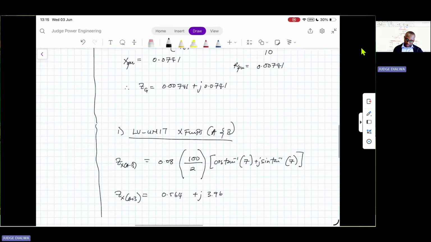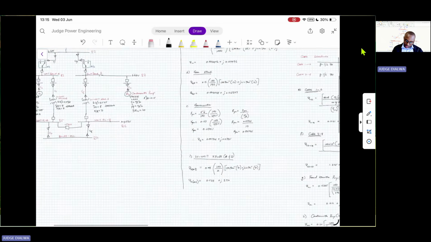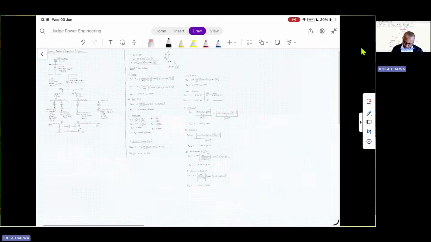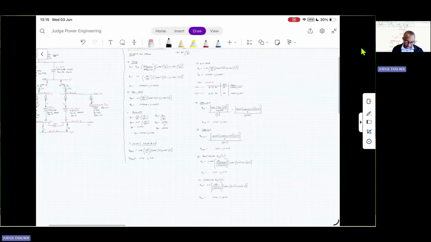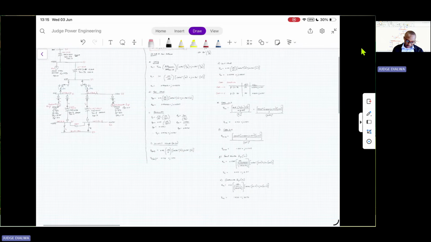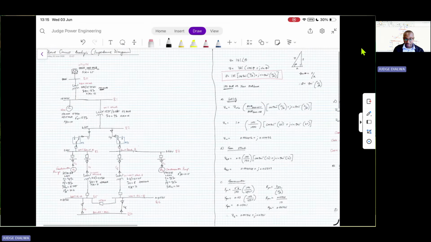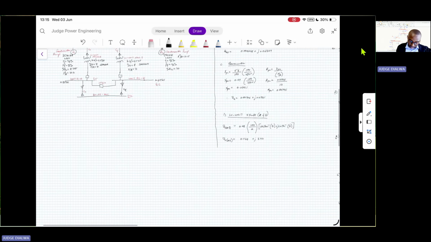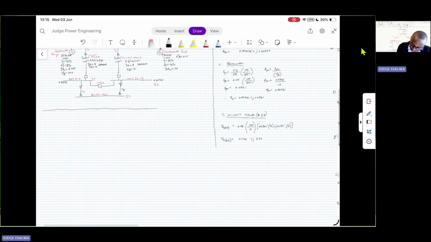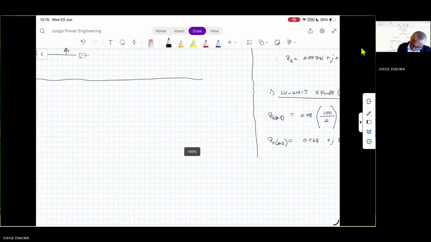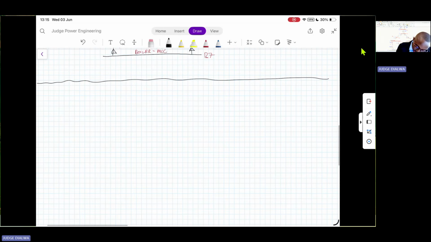So those are the calculations which would then represent our equipment in their equivalent impedances. Now we're converting this network into a simplified diagram with the equivalent impedances. So that's what we will do here. We have our impedance diagram.